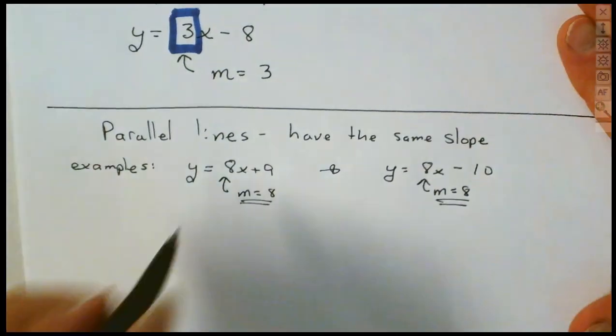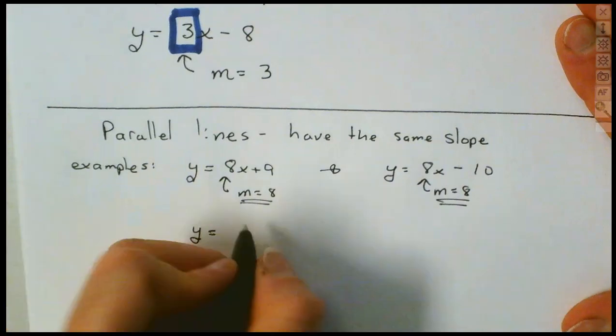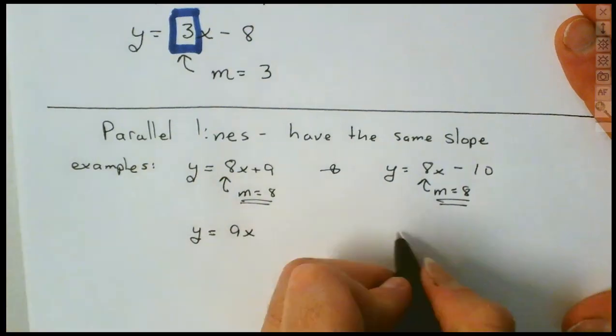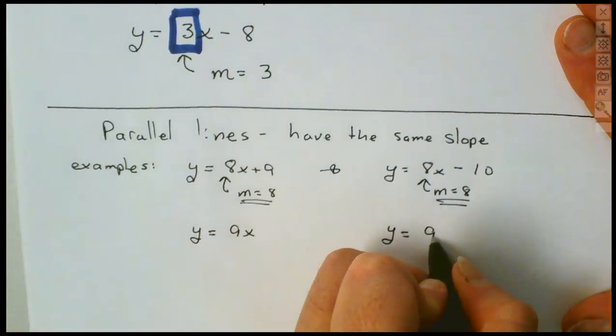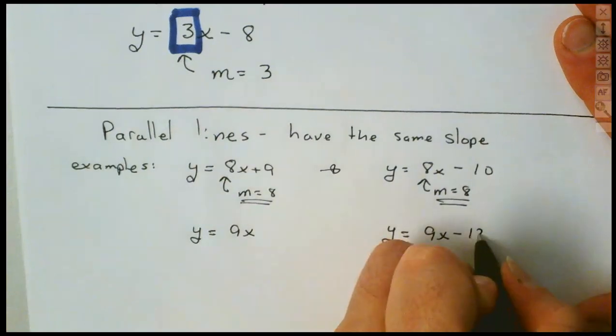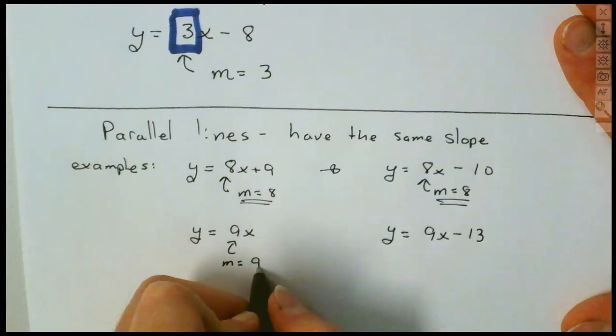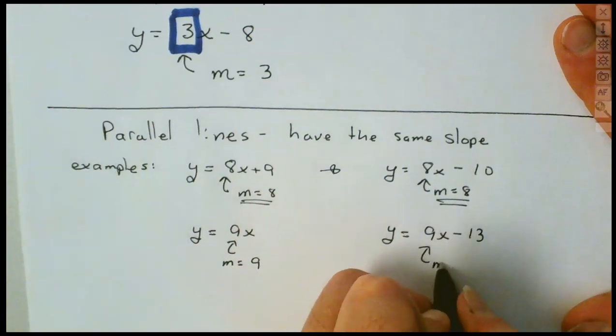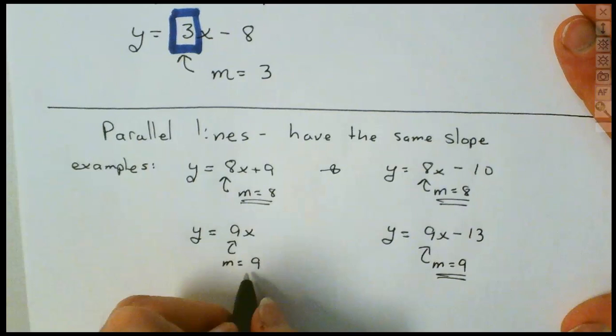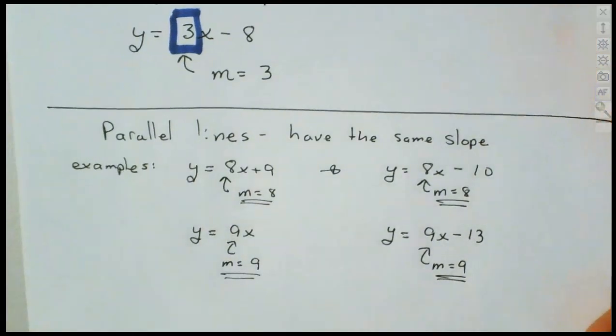Another example. Y equals 9x, y equals 9x minus 13. Slope of 9. Slope of 9, right? When they have the same slope, they are parallel.